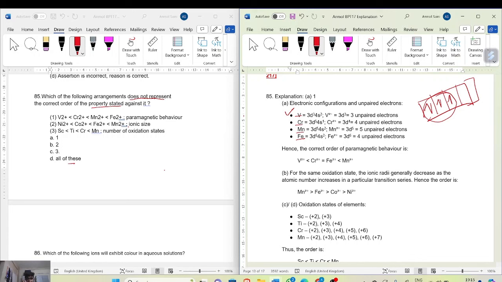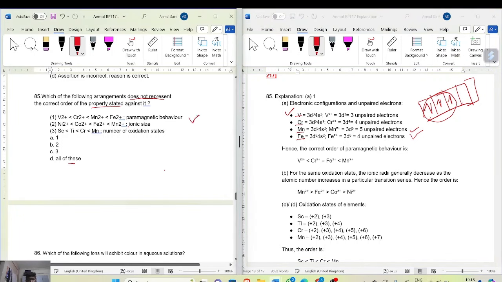Similarly, in chromium we will have four unpaired electrons. In manganese we will have five unpaired electrons, and in iron we will have four unpaired electrons. So the paramagnetic behavior is almost correct here. And then we will check for ionic radii.